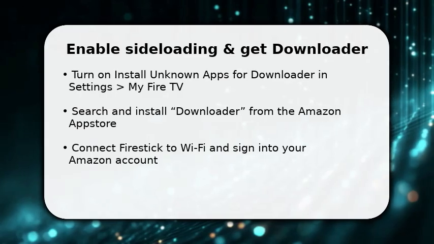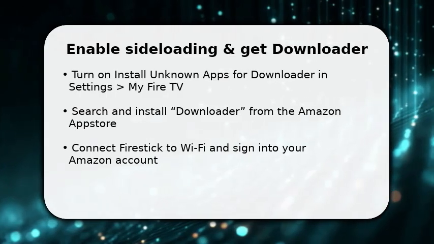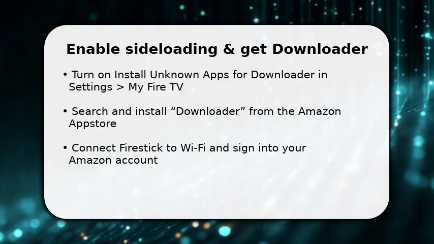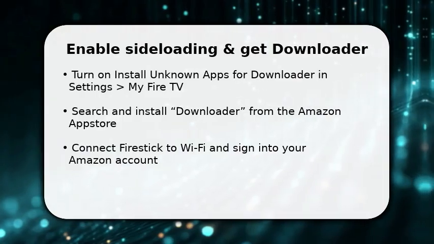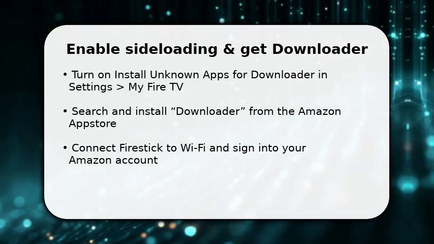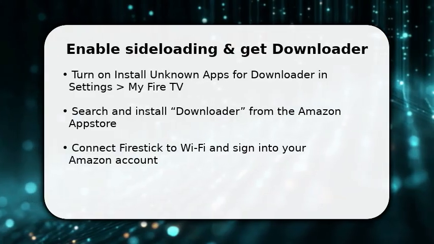Enjoy the video. You start by enabling sideloading because Fire OS blocks third-party APKs by default. Go to Settings, My Fire TV, Developer Options, then enable Install Unknown Apps for Downloader.